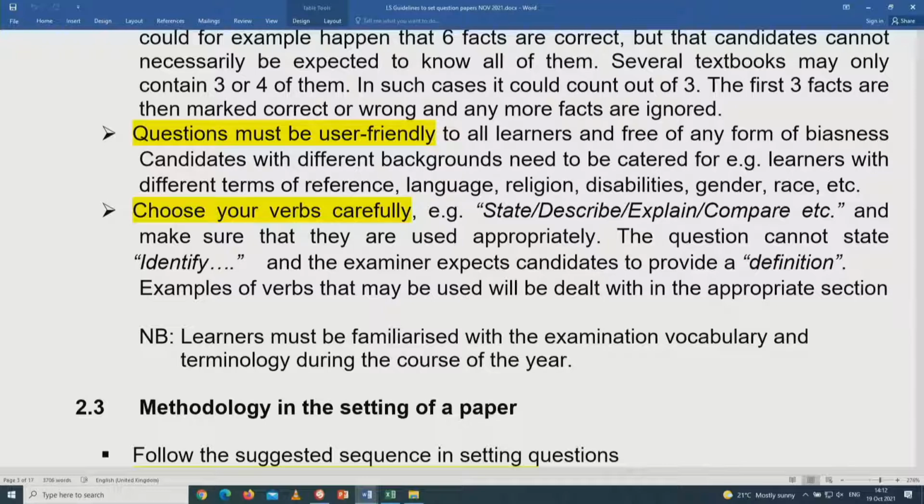Compare, remember, compare can be similarities and differences. So you must decide, am I going to ask comparison in a table? We will come to tables. Or will I ask them to describe differences or mention similarities? Be specific in your question.